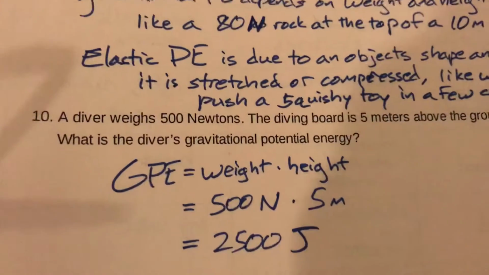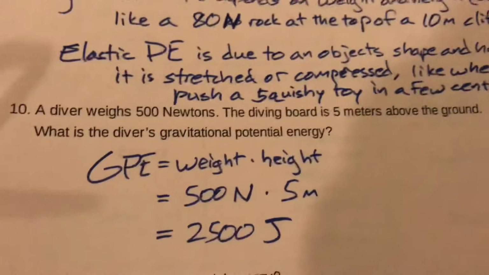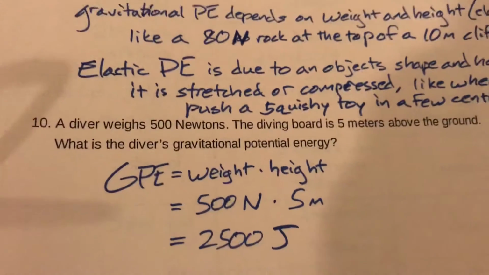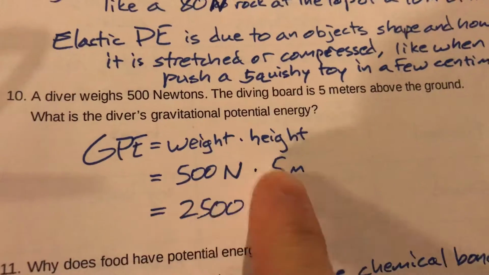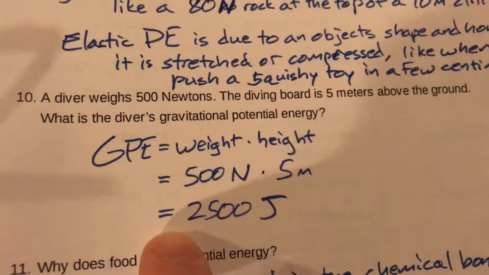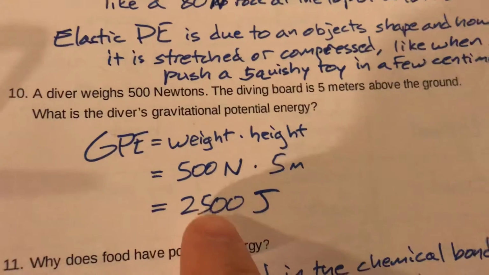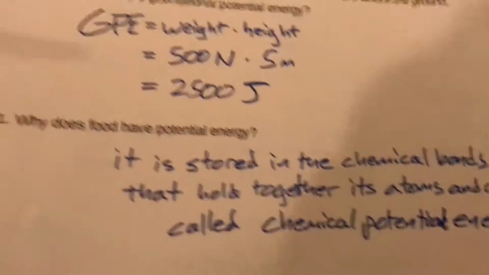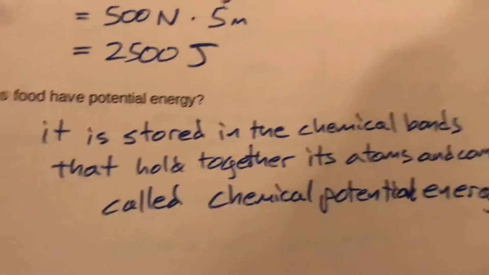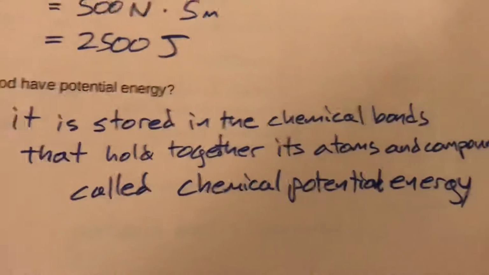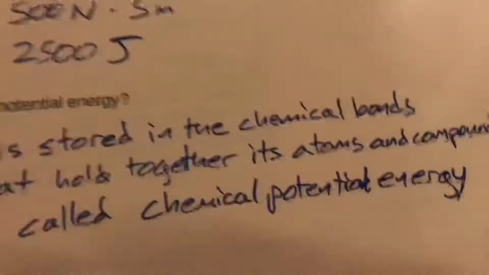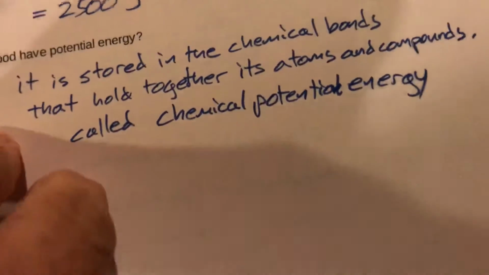A diver weighs 500 newtons. The diving board is 5 meters above the ground. What is the diver's gravitational potential energy? Well, gravitational potential energy is weight times height. 500 newtons times 5 meters. So we get Newton meters, which is 2,500 joules. Why does food have potential energy? It is stored in the chemical bonds that hold together its atoms and compounds. It is also called chemical potential energy.